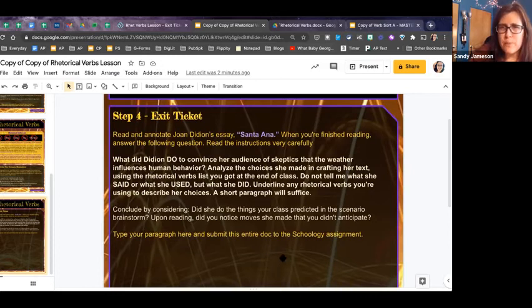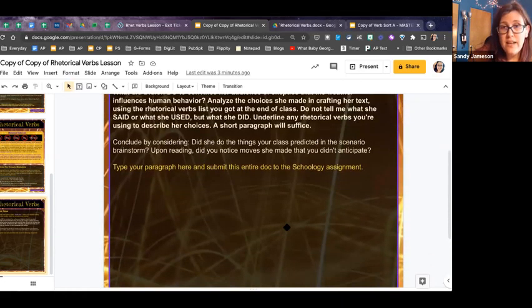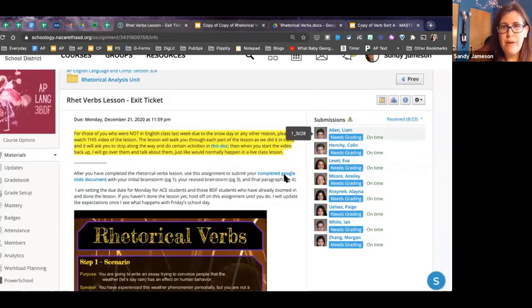Did she do the things that we predicted in the scenario brainstorm? Did she use examples or anecdotes or scientific evidence or any of those things, actually what we saw her doing in the piece? Or upon reading, did you notice maybe some moves she made that you didn't even anticipate? Just to wrap up and connect with what we did today in our brainstorm. You're going to type your paragraph again right in this doc and then submit this entire doc to the Schoology assignment back here.